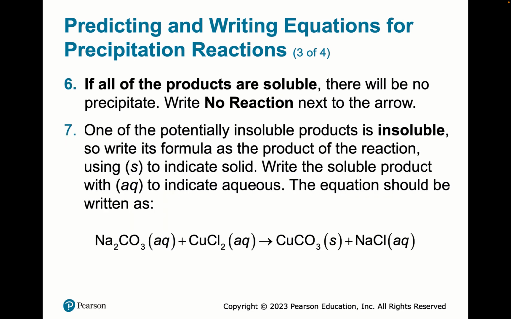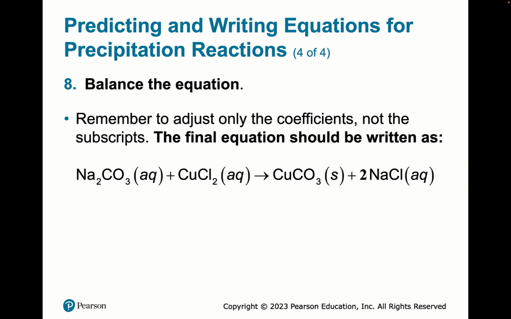So if all the products are soluble, you write no reaction. And if there is a product that is going to be insoluble, write it and indicate the S for solid for the insoluble product. And at the end, balance the equation. Looking at this, it's pretty well balanced, except you need a 2 on the sodium chloride because there's 2 sodiums in sodium carbonate, and you're going to generate an extra one, and also on the copper chloride. So you have to have the 2 on that.